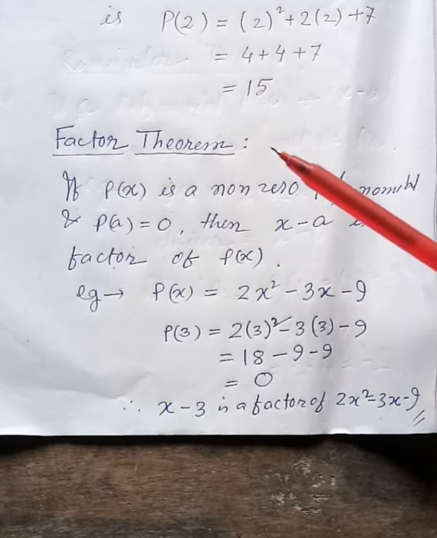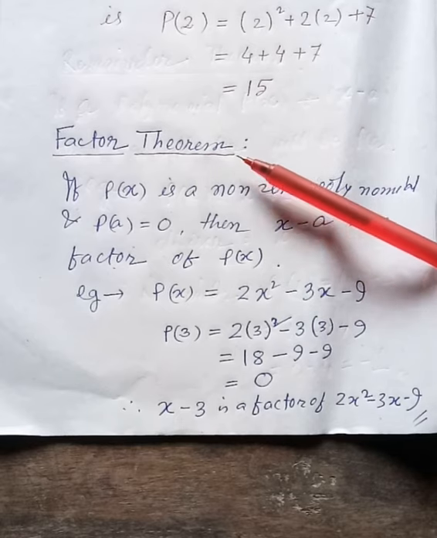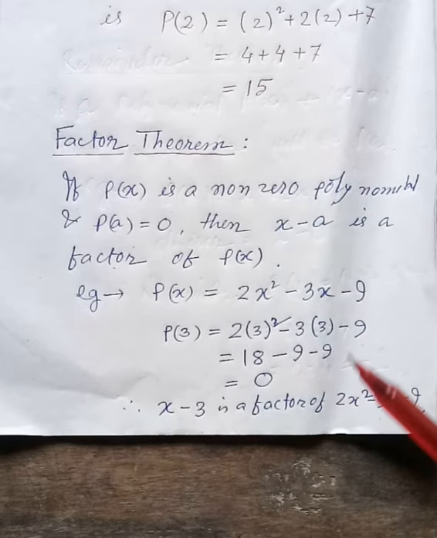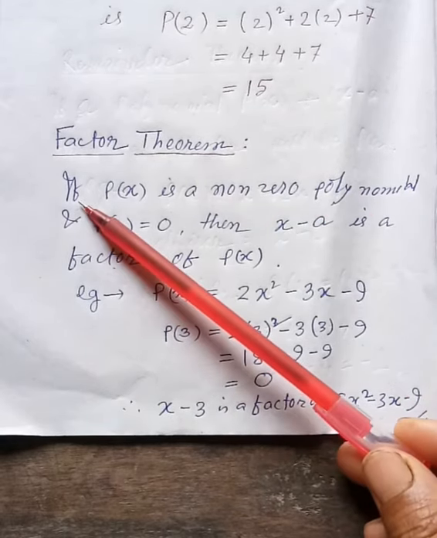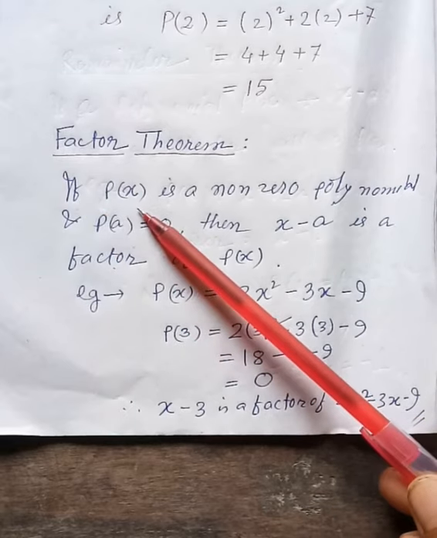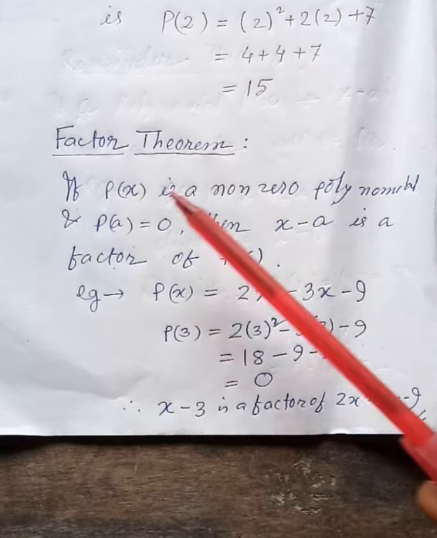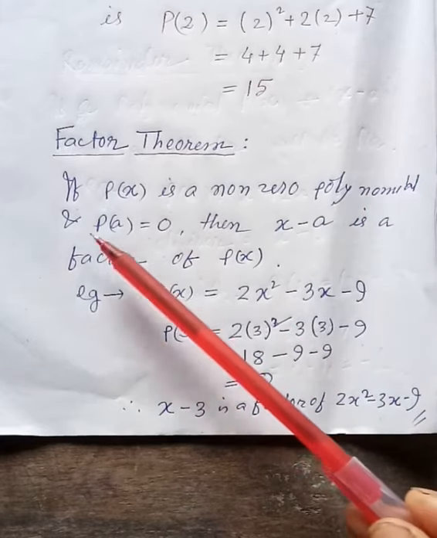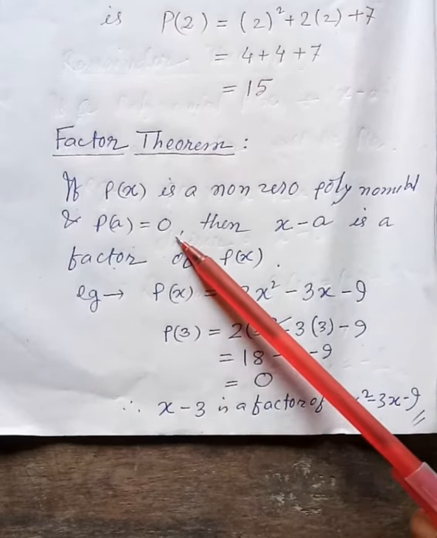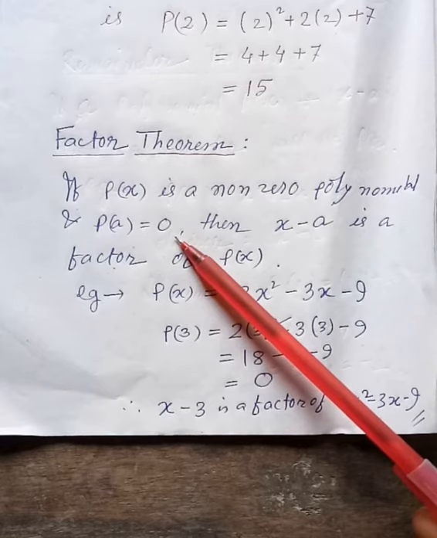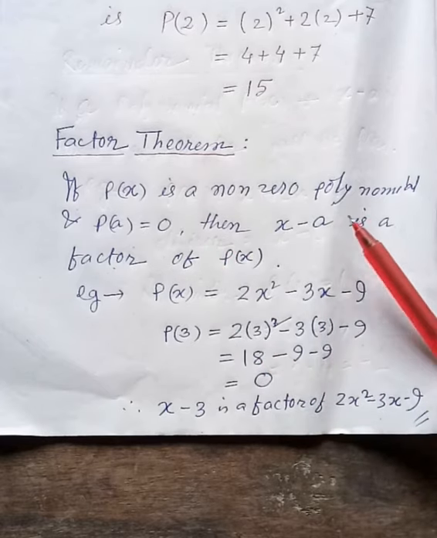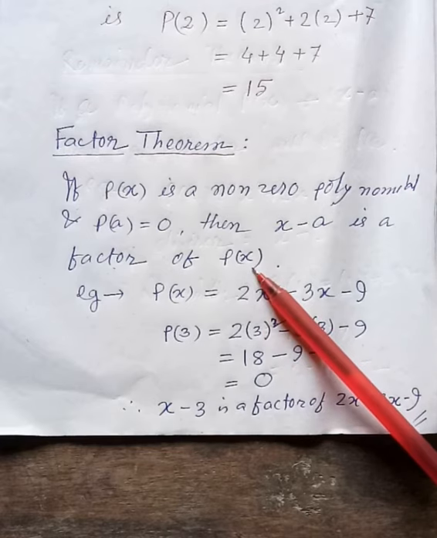Now you try to understand the factor theorem. Next come to the factor theorem. The factor theorem says that if p(x) is a non-zero polynomial and p(a) equals 0, then x minus a is a factor of p(x).